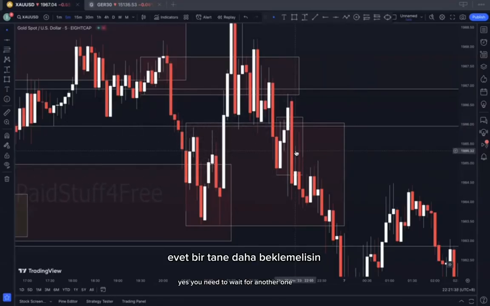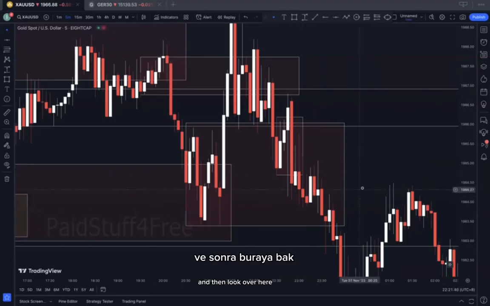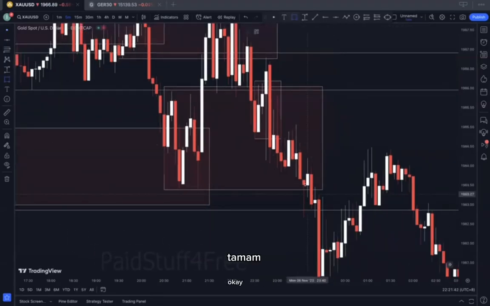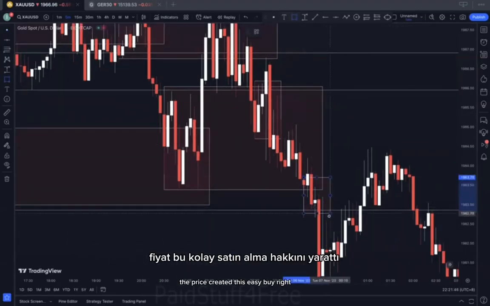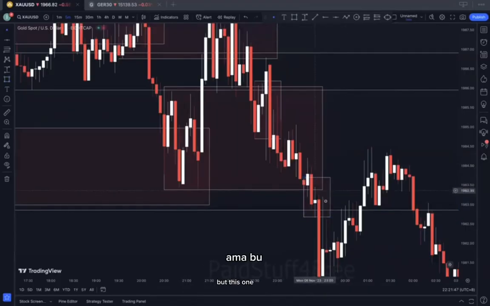Yes. We need to wait for another one. And then look over here. Okay, the price created this EG buy, right? Yes. Okay, but this one, we need to know that the price is not going to go up. Why? Because this is just the high risk confirmation entry.